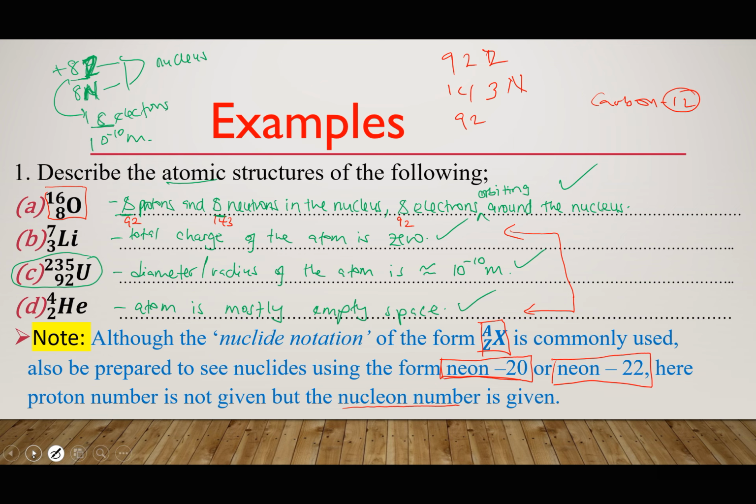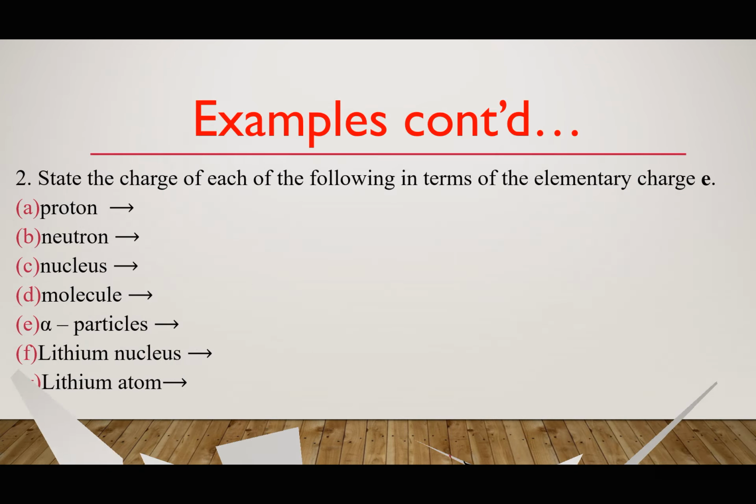Okay, another example maybe. State the charge of each of the following in terms of the elementary charge e. Of course, I think we have already seen this. Proton is simply positive e. A neutron is of course 0.